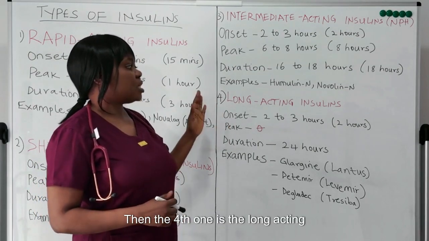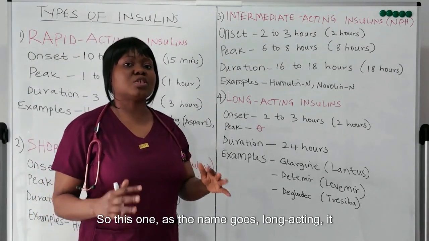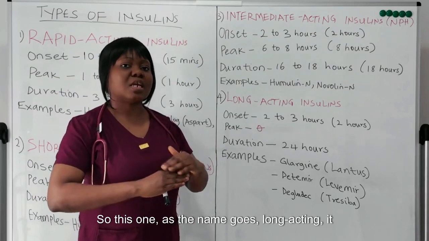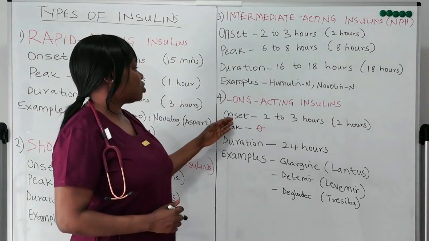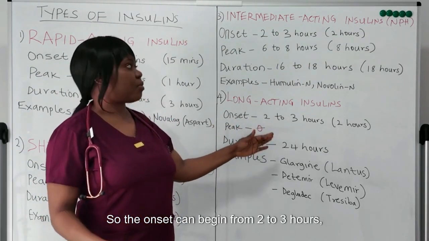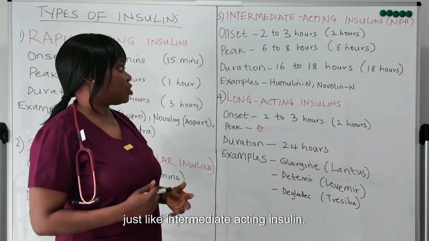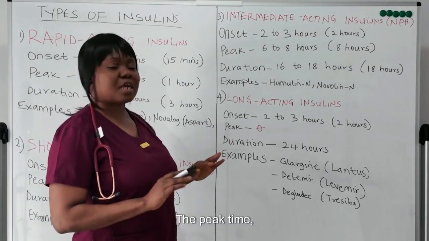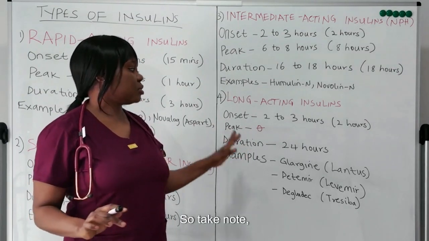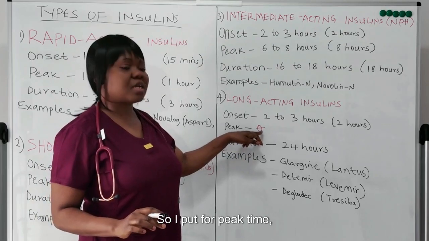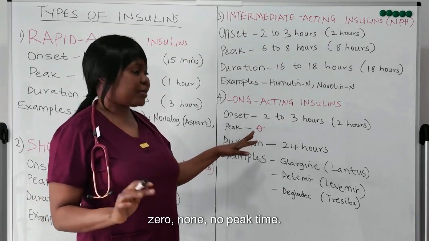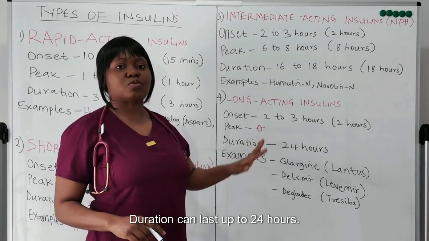Then the fourth one is the long-acting insulin. As the name goes, long-acting, it lasts for the whole 24 hours. The onset can begin from 2 to 3 hours, just like intermediate-acting insulin. The peak time, there is none. So take note, no peak time. I put for peak time, 0, none, no peak time. Duration can last up to 24 hours.